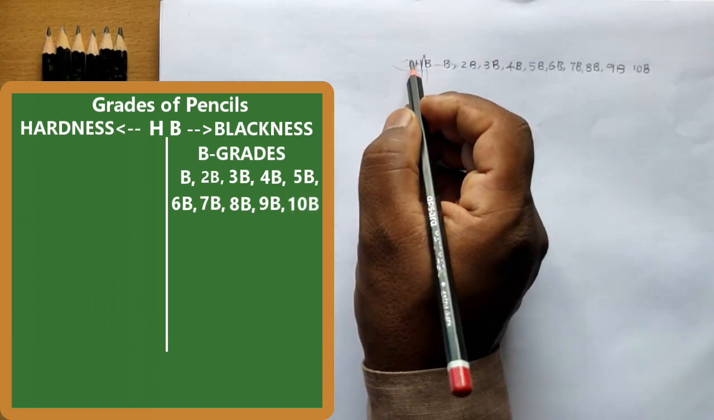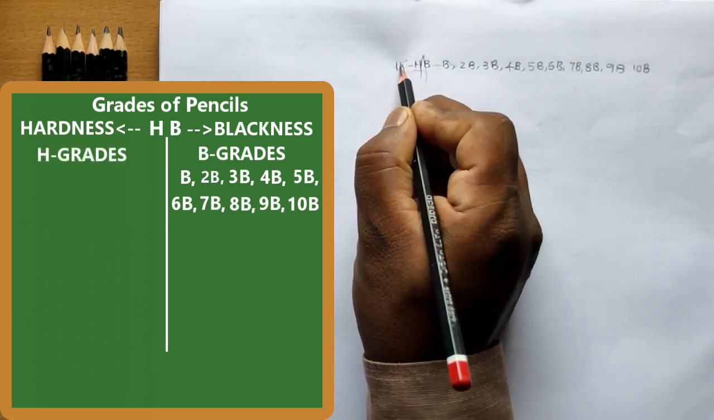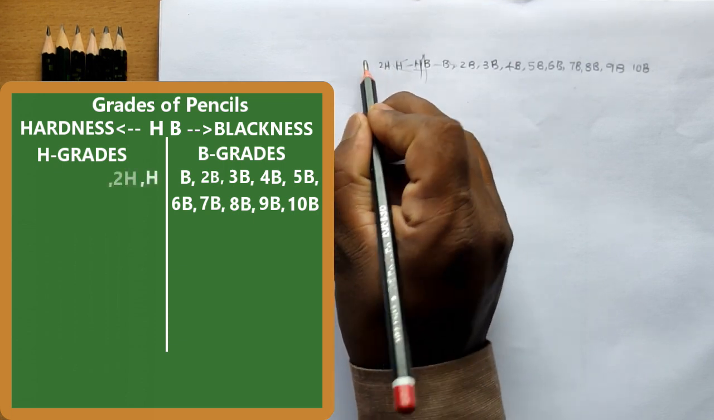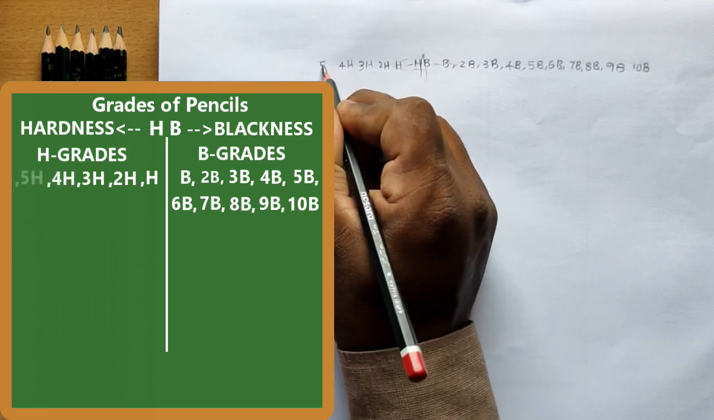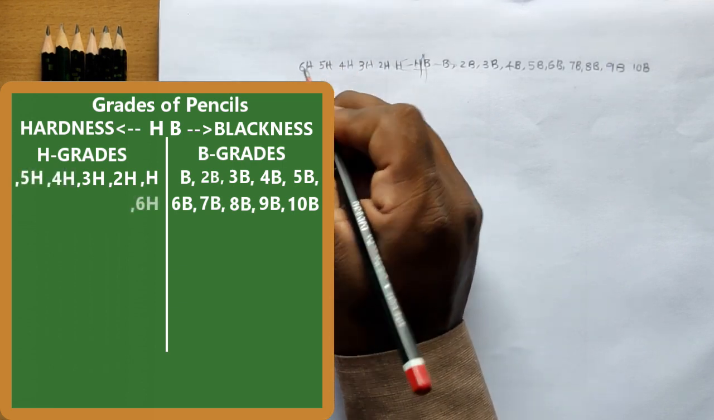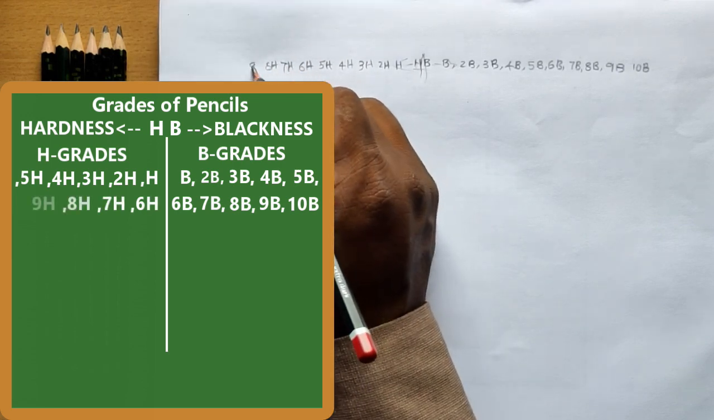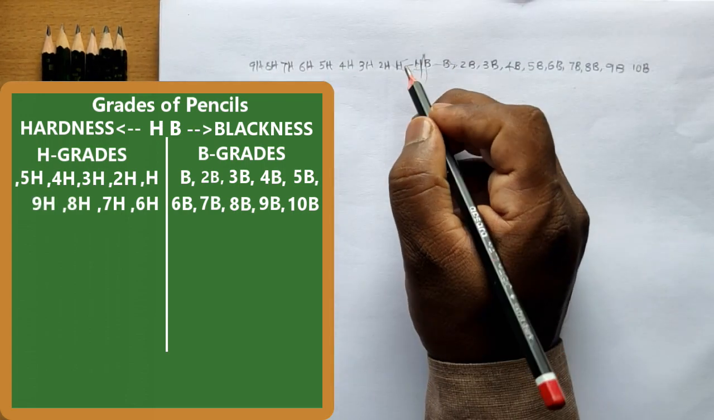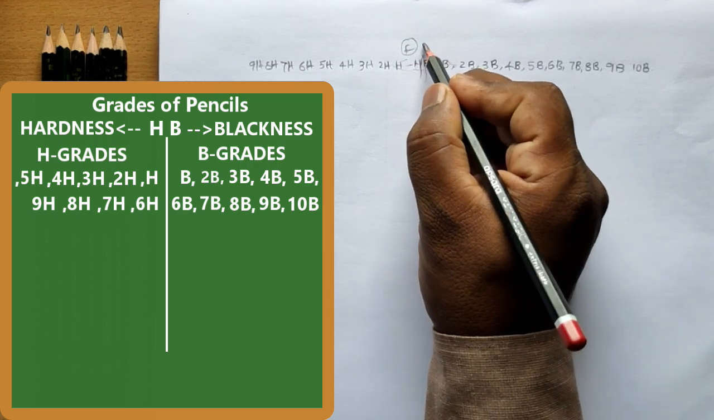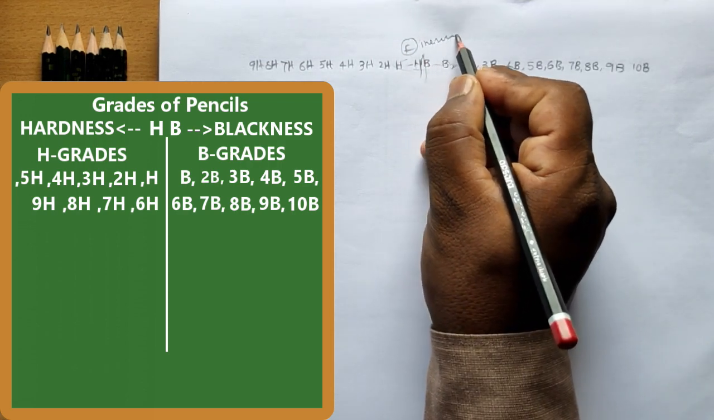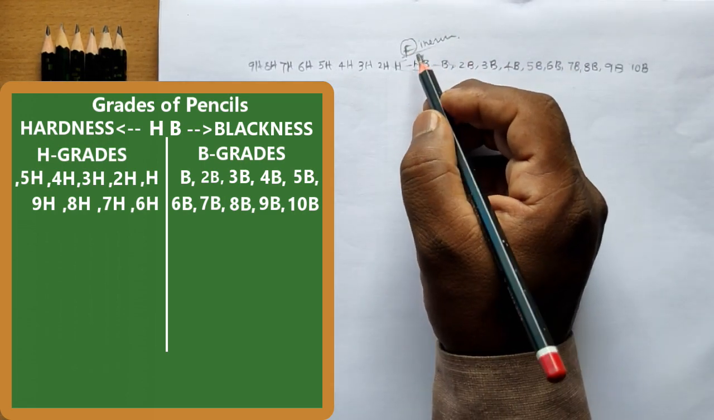Further, the H category pencils are divided like after HB, H and then 2H, 3H, 4H, 5H, 6H, 7H, 8H, 9H. In between, there is one more pencil we rarely find, the F category pencil. F stands for fineness. These fineness pencils are used for fine sharpening.